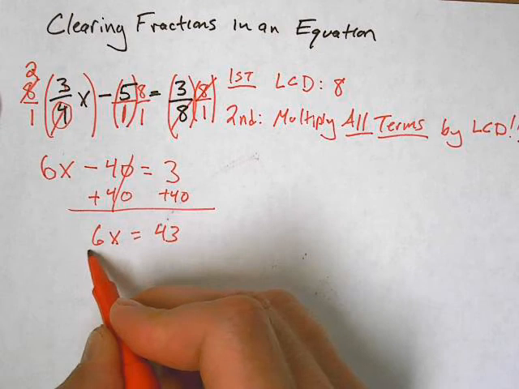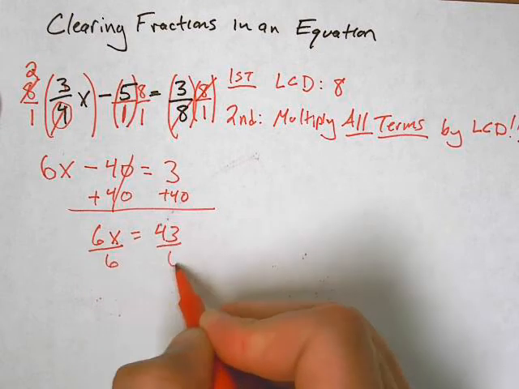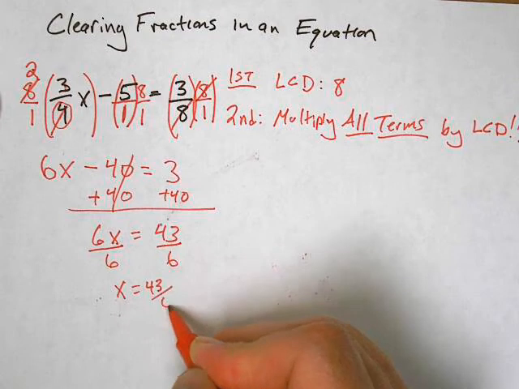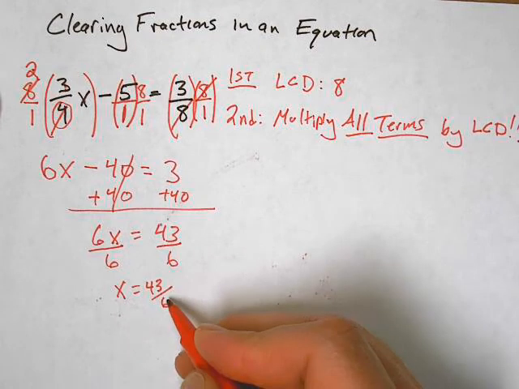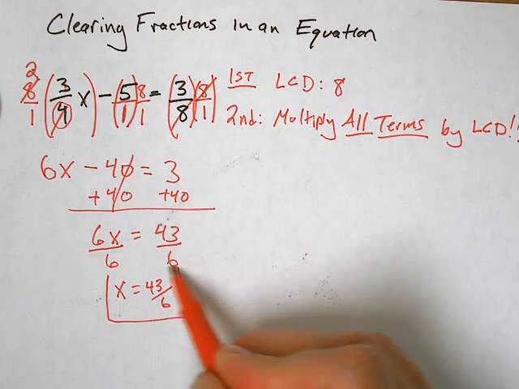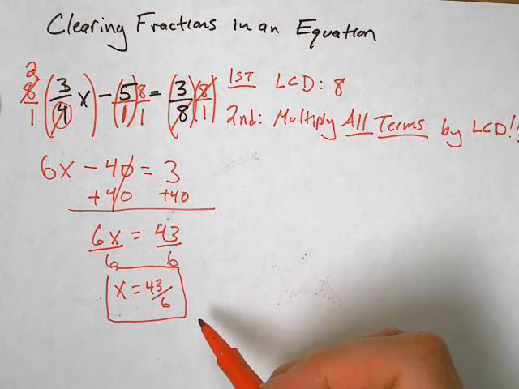Then I'm going to divide everything by 6, and I get x equals 43/6. Now, I can't divide a 6 into 43, 2 into 43, or a 3 into 43. So this is going to be my final fractional answer.